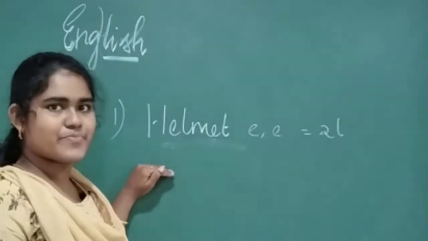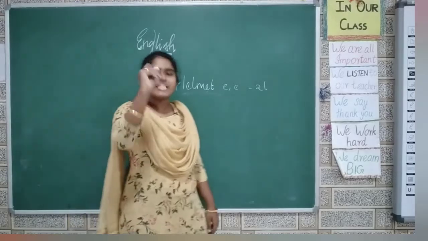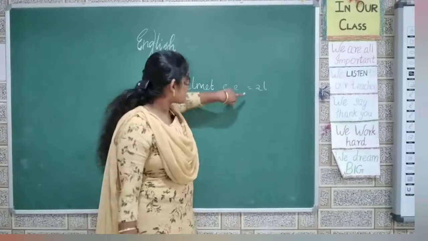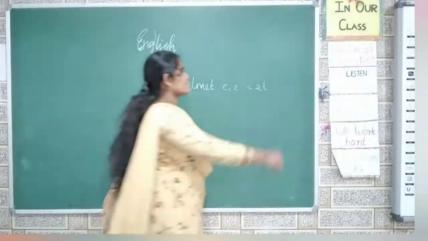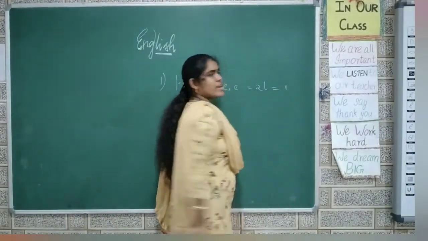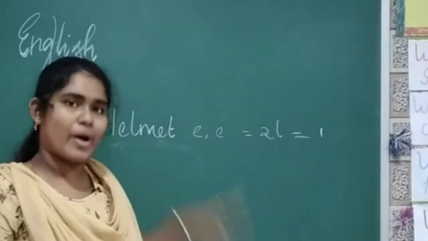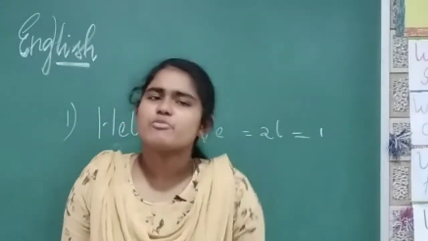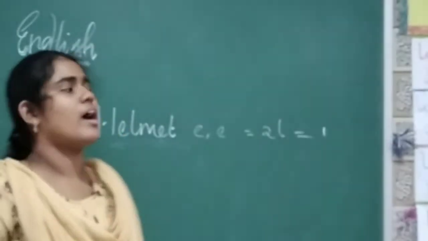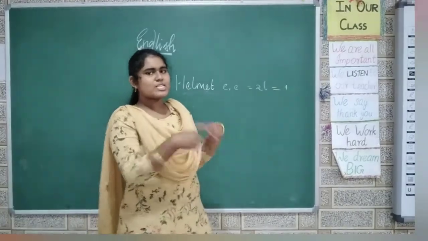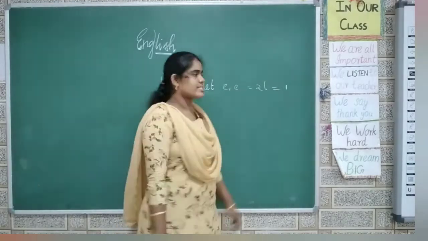E and E, the same letter. Yes, you can count the letters. So totally 2 letters. And how many vowels are there in helmet? 1. Clear? The same letter follows. So 2 vowel letters, and how many vowels? The same vowel follows, right? So you can write there only 1. I'm not going to confuse you like this, so I can give you some easy words, that is, only 1 letter repeated in a word.